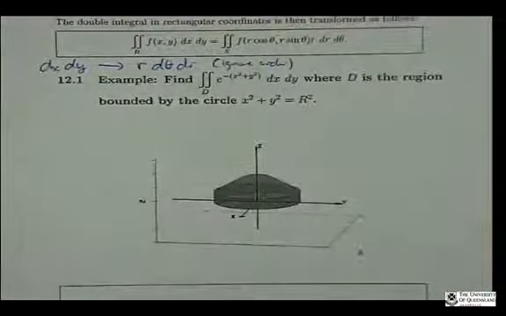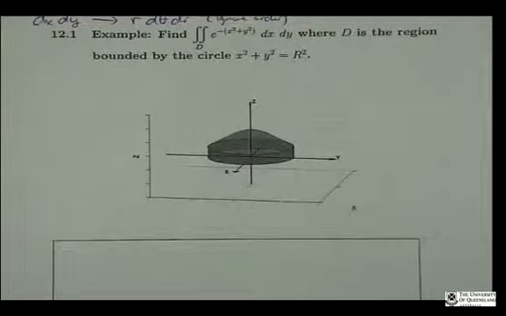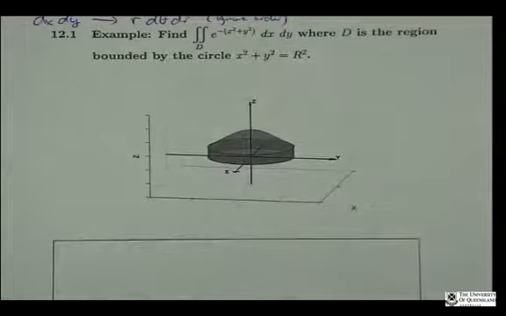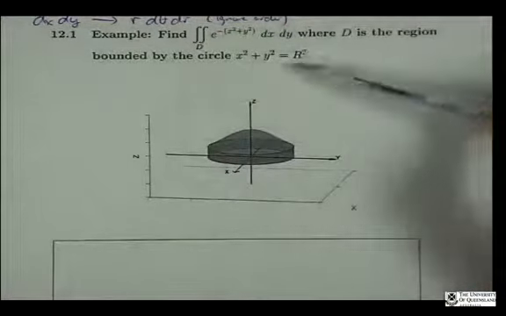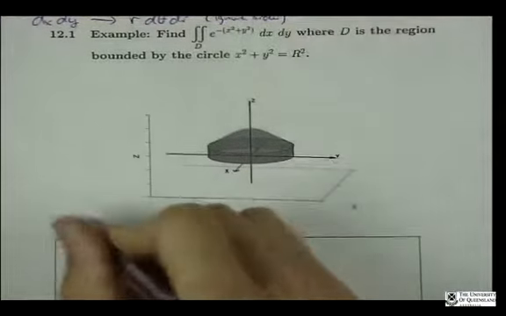And so that's one particular variable transformation that we're focusing on in this course. So here's an example. Let's find the double integral of this function, e to the negative x squared plus y squared, over this region D, where D is just the region in the xy plane bounded by the circle of radius capital R.